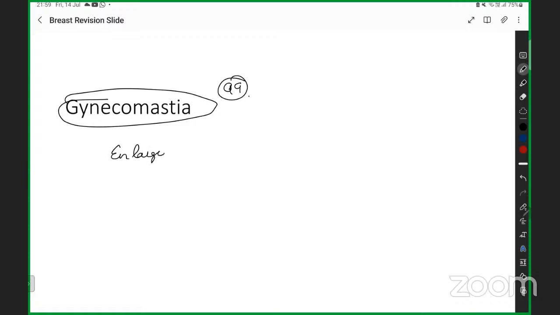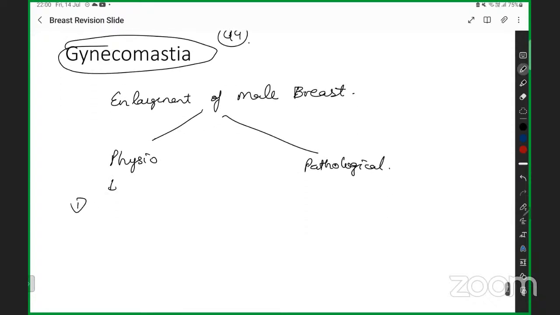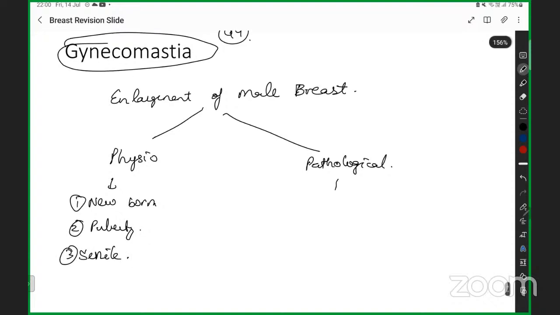Now moving on to another very important topic. This is always enlargement of the male breast, which is called gynecomastia. There are two important causes: physiological or pathological. Physiological causes: number one, newborn; number two, puberty; number three, senile in nature.